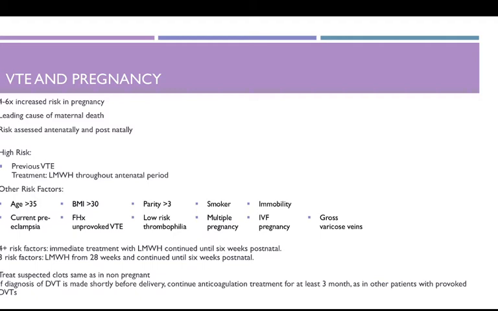You would treat suspected clots the same as you would in a non-pregnant woman. If the diagnosis of DVT is made shortly before delivery, you would continue anticoagulation treatment for at least 3 months, as in other patients with provoked DVT. So in a provoked DVT, you continue anticoagulation for at least 3 months.